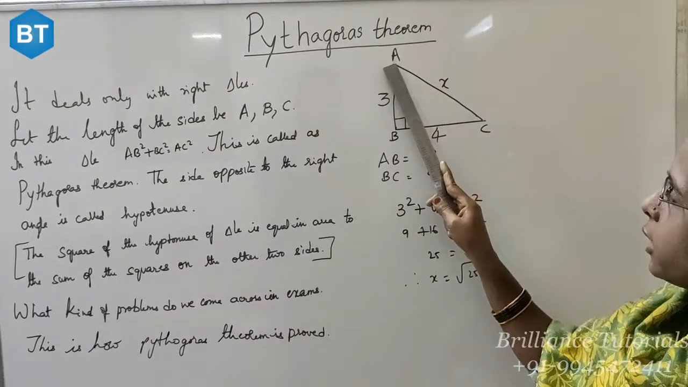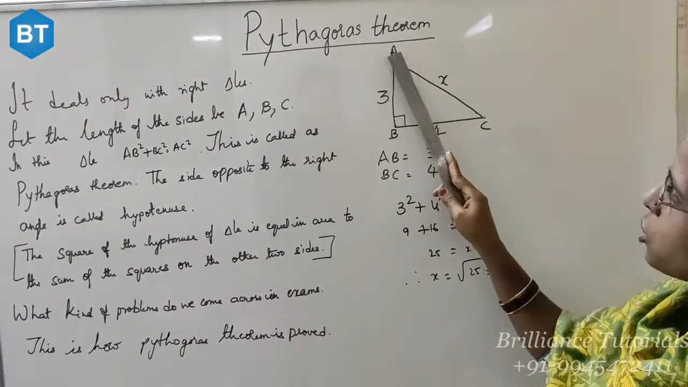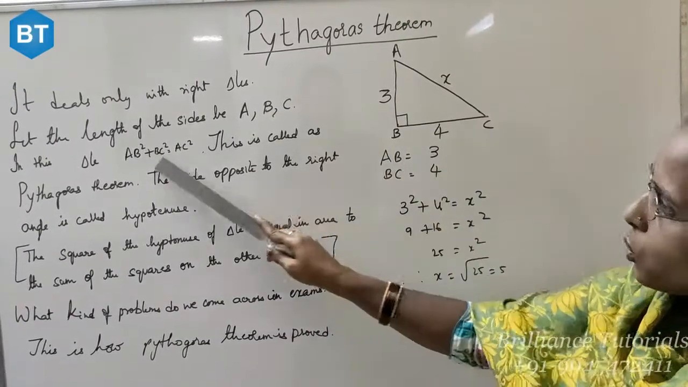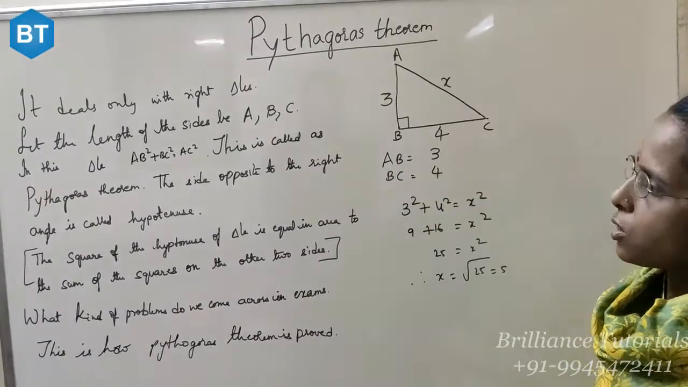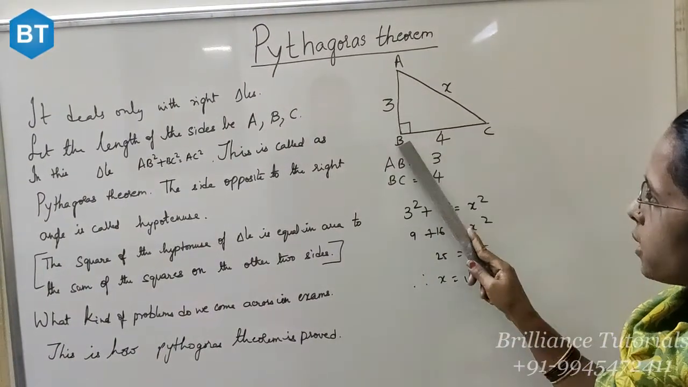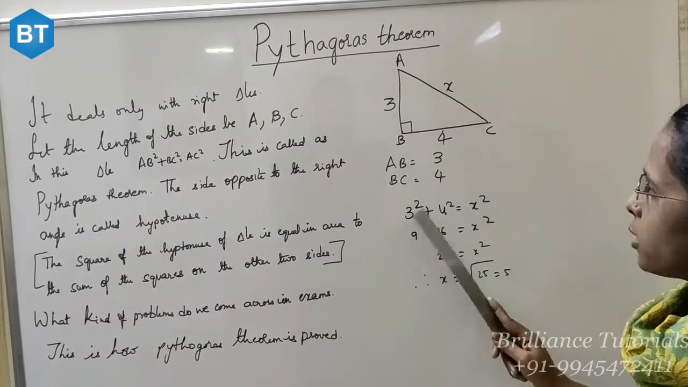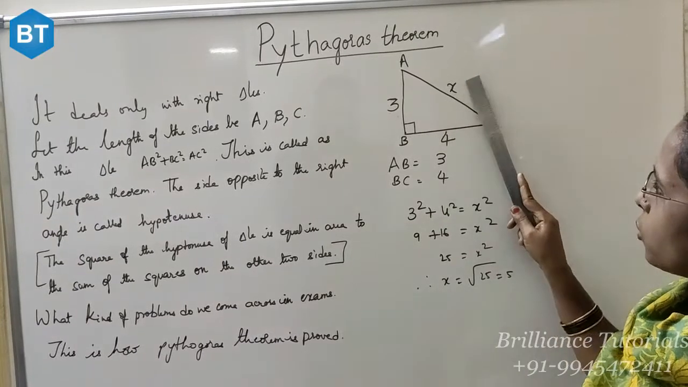I have written here the three sides, that is A, B and C. In this triangle, AB square plus BC square is equal to AC square. So here we can notice what AB is equal to? AB is equal to 3 square and BC is equal to 4 square. That is equal to x square.